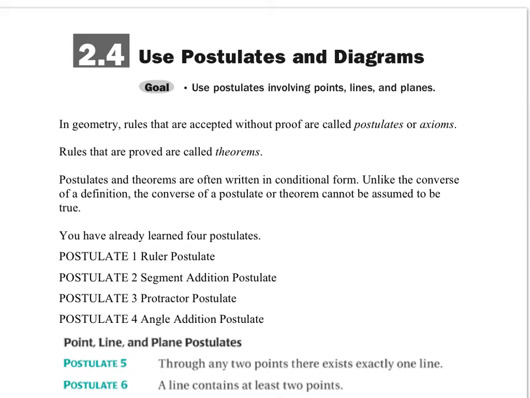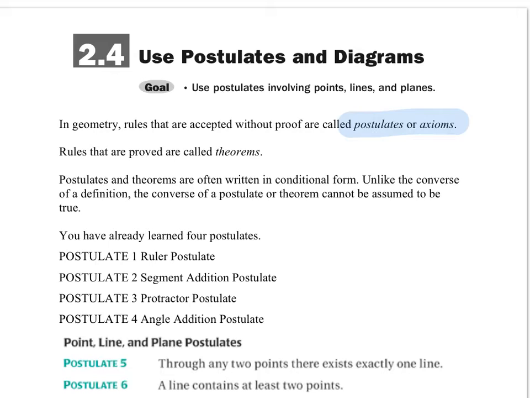In this lesson, we're going to start using postulates involving points, lines, and planes. Rules that are accepted without proof are called postulates. We learned that a theorem is something that we can prove. So a postulate, we just assume it's true, or not assume, but just know it's true. And again, rules that are proved are called theorems.